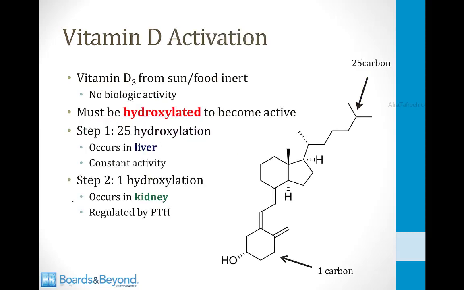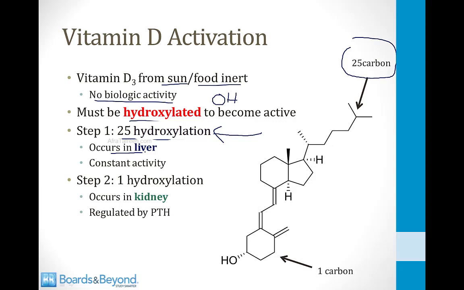Once vitamin D3 is present inside your body, either from the sun or from food, it will be inert. It has no biological activity. In order for it to become biologically active, it must be hydroxylated. This means OH groups must be added to the molecule, and it has to go through two hydroxylation reactions in order to become active. The first hydroxylation occurs in the liver. This is called 25-hydroxylation. This is the 25 carbon on the vitamin D3 molecule, and therefore an OH group will be added to this carbon, and that will be a 25-hydroxylation reaction.